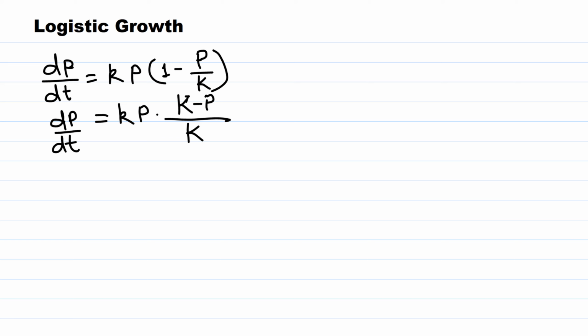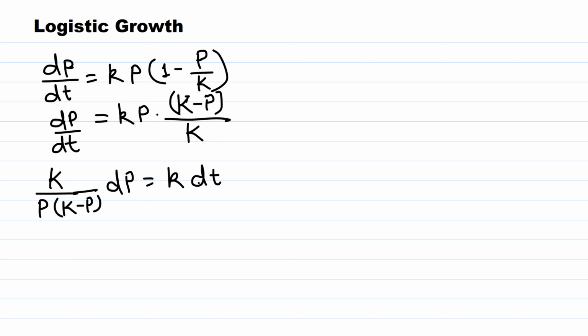Let's bring P(K minus P) to the left side, which means divide by this. So this K goes to the top: K over P(K minus P), with dP on the left side and little k dt on the right side. Here P is the population and t is time. Those are the variables. P is the variable, K is the carrying capacity, that's a fixed number. Now we want to integrate both sides, and the right one is simple, just kt plus some constant.